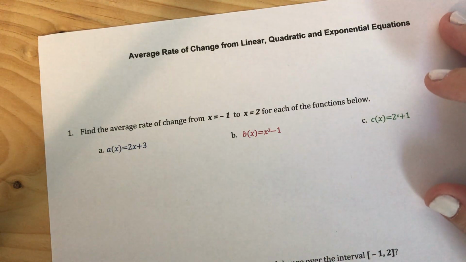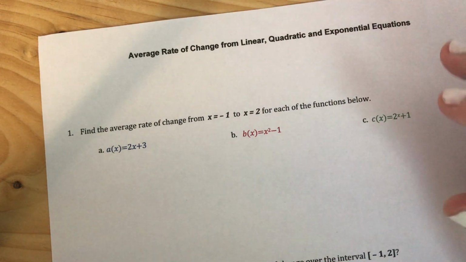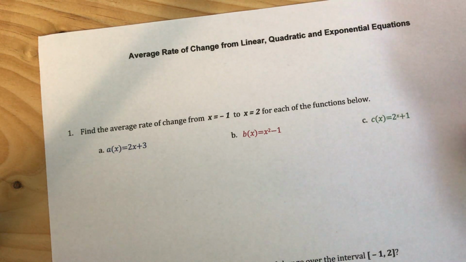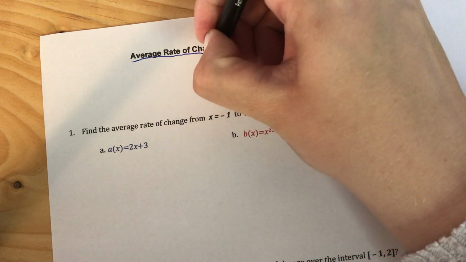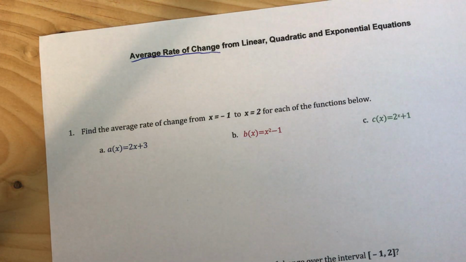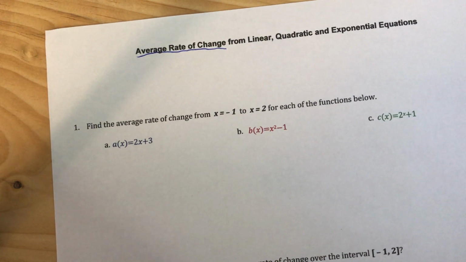It's going to be average rate of change from linear, quadratic, and exponential equations. So basically we're trying to figure out this new term y'all haven't learned yet, which is the average rate of change. Y'all have never seen this word, however we have done the concept of average rate of change. Average rate of change is just finding the slope of 2 points.